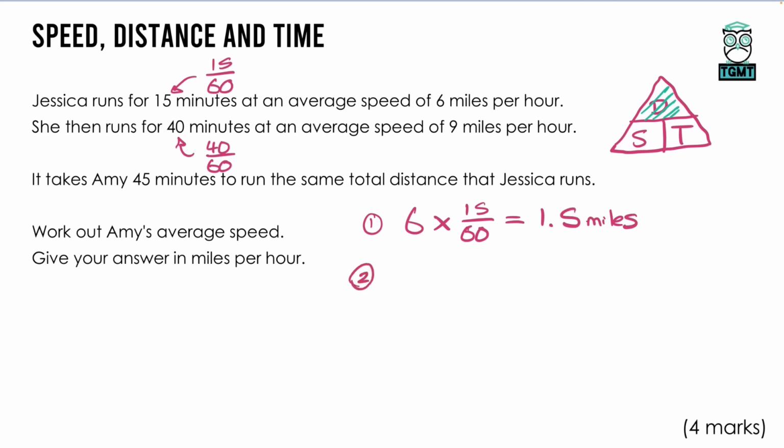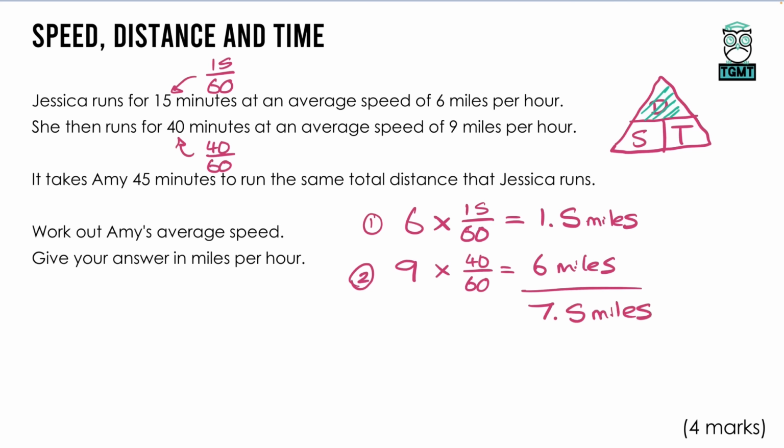Now in the second part, she runs for 40 minutes at an average speed of 9 miles an hour. So that's 9 as the speed, times 40 over 60, and again we'll just type that into the calculator, times 40 over 60, and that comes out as 6 miles. So in total, she has run 7.5 miles.